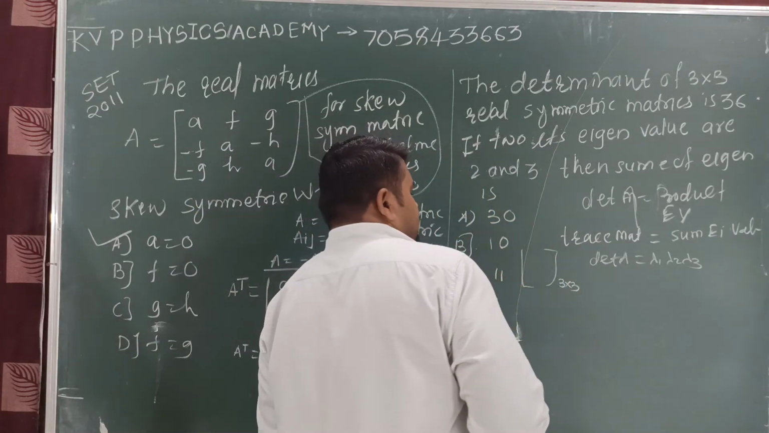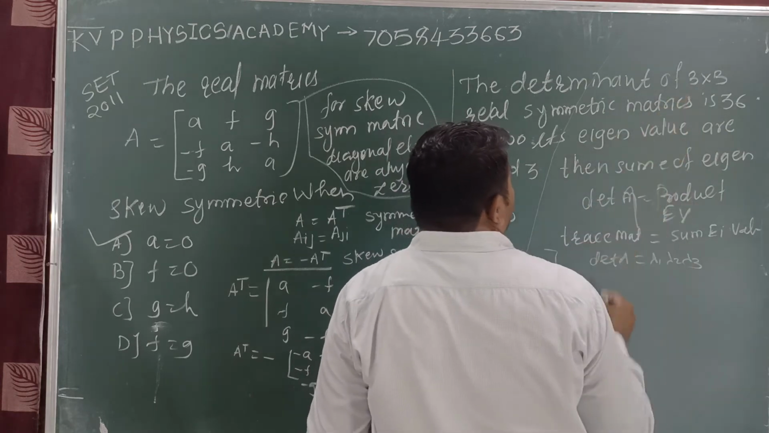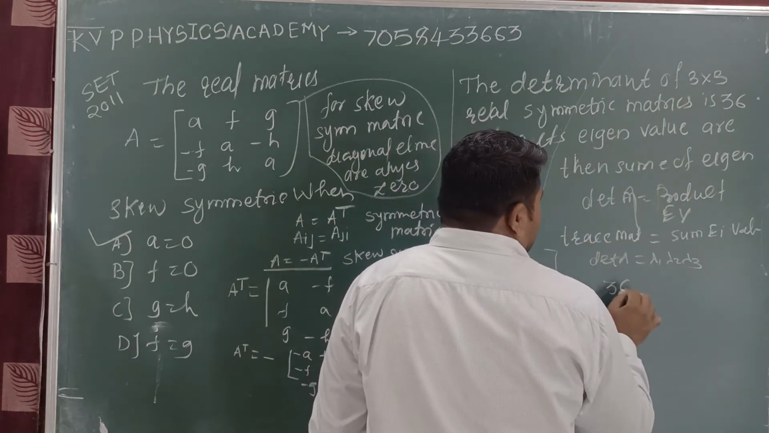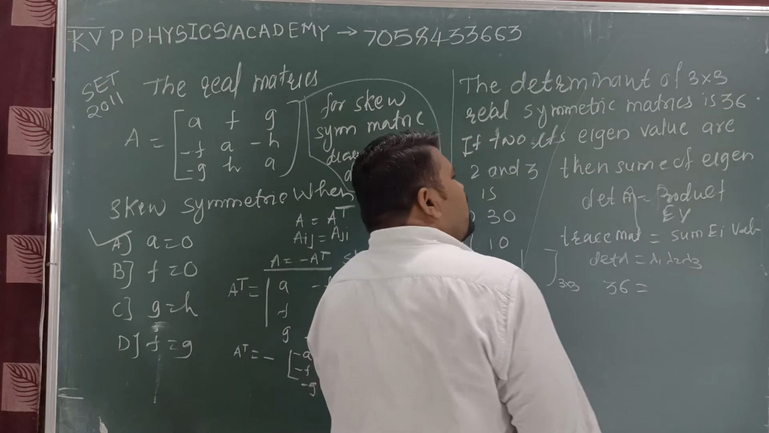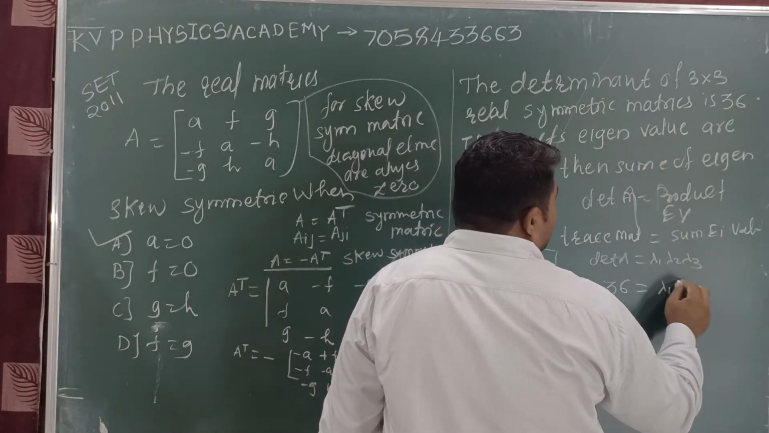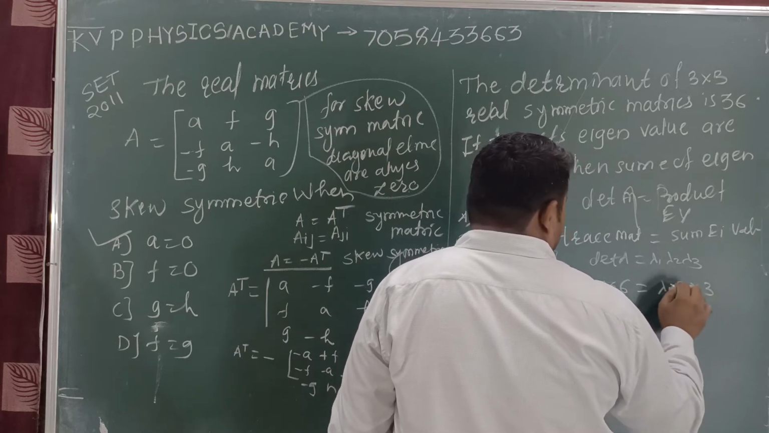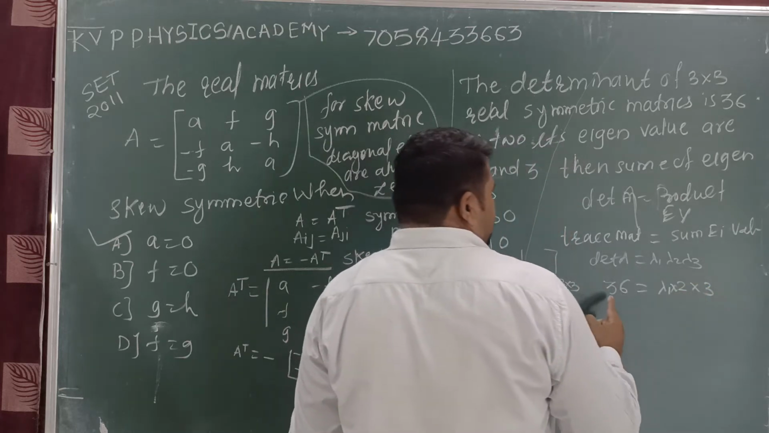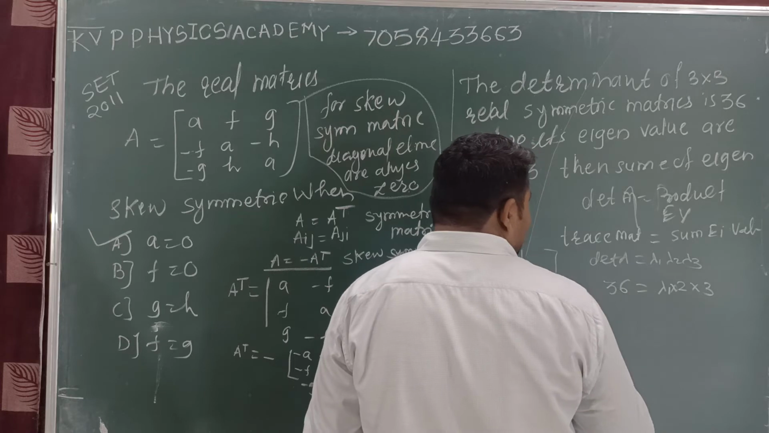Okay, second one. They are given the determinant is equal to how much? 36. And they are given 2 eigenvalues. Suppose lambda 2 is 2 and lambda 3 is 3. This means the product of eigenvalues is equal to the determinant.